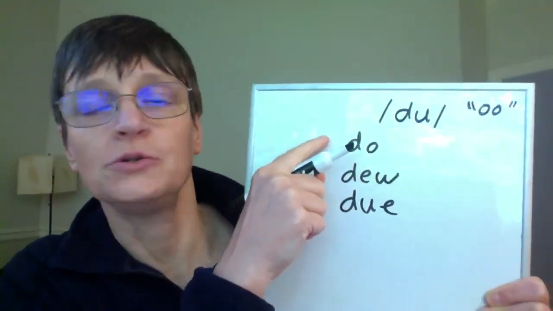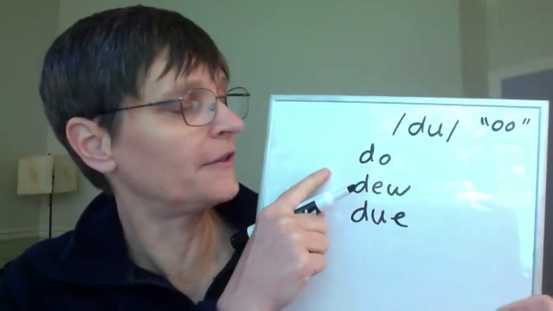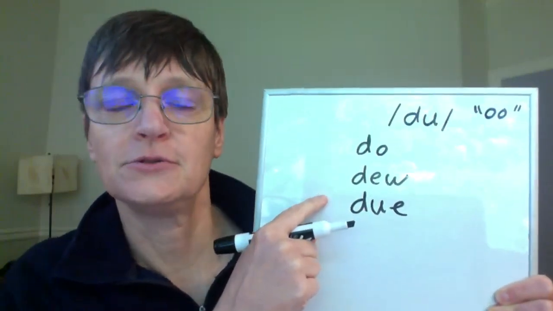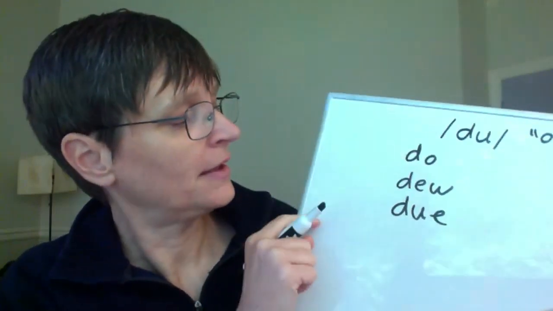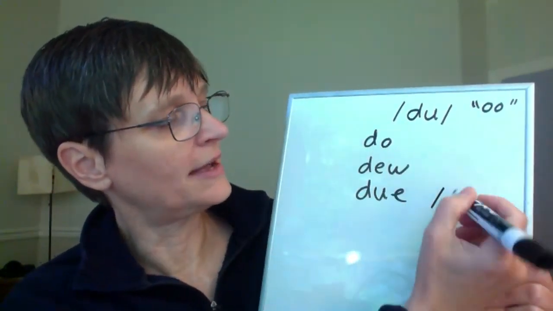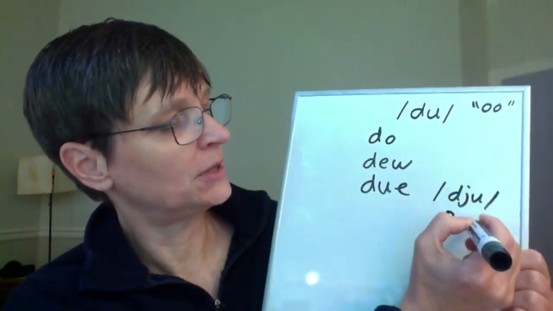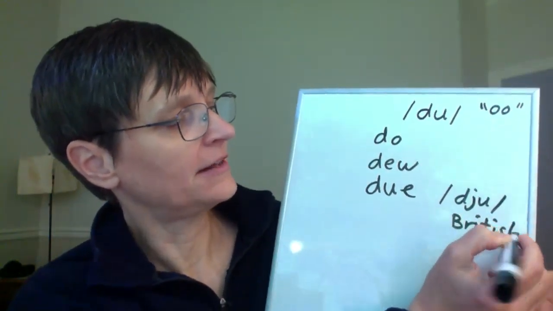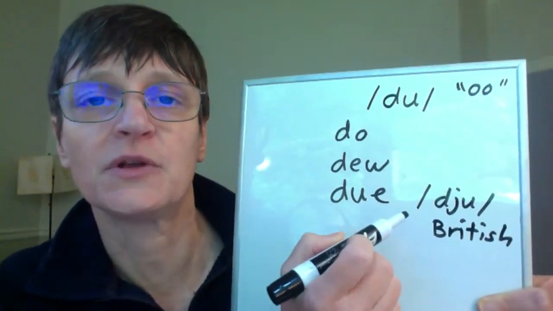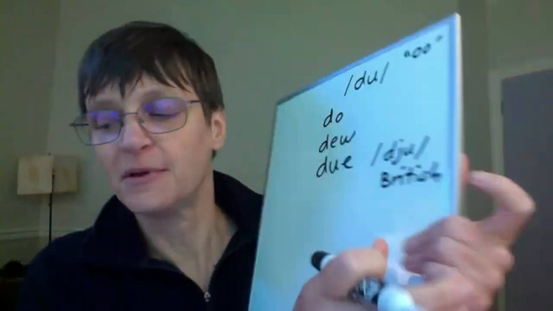But we say do, like I do like it. Dew, like there's dew on the grass in the morning. And due, like my library books are due. I will sometimes hear people pronounce this one more as dyoo, but that's the British pronunciation. And in American English, we don't say that little y sound. We don't say dyoo, we say do. The nice thing about the Oxford Learner's Dictionary is that it'll show you the British and the American English pronunciation.